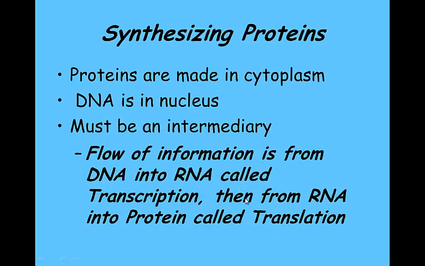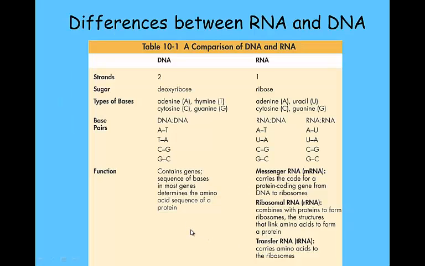So again, some issues to think about. Proteins are made in the cytoplasm, DNA is in the nucleus, the RNA serves as an intermediate. When we start taking a look at DNA and RNA, there's some major differences. Number one difference is DNA is double-stranded, RNA is single-stranded. DNA uses deoxyribose, RNA uses ribose. The bases in DNA are A, T, G, and C. The bases in RNA are A, U, G, and C.